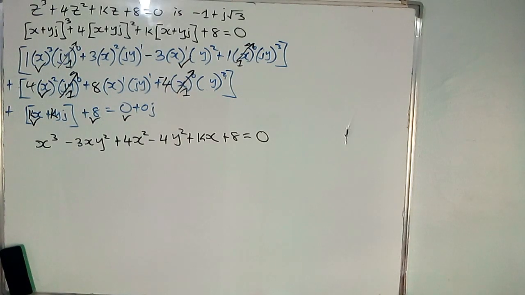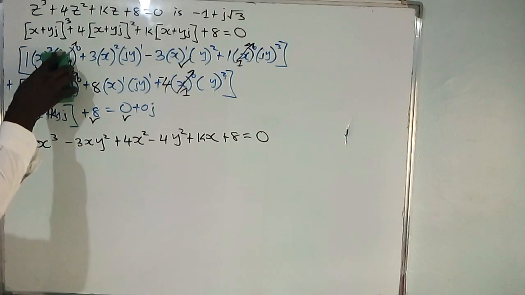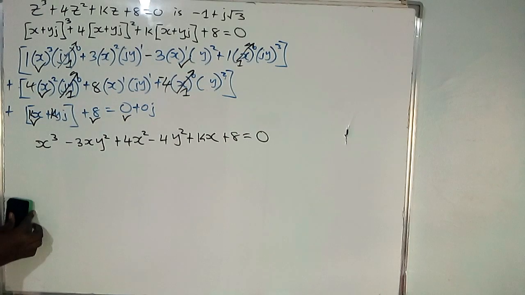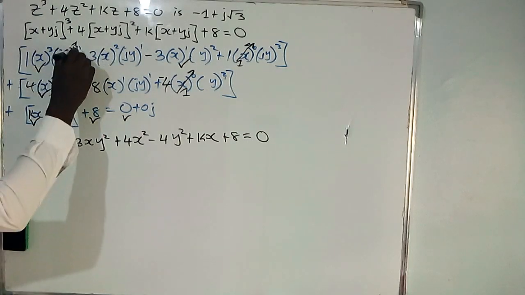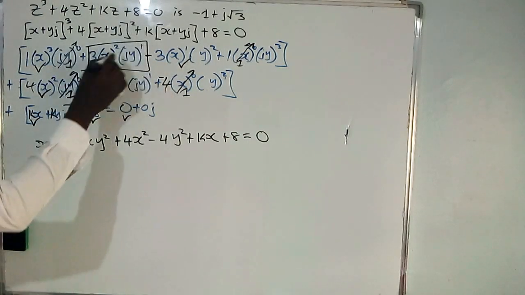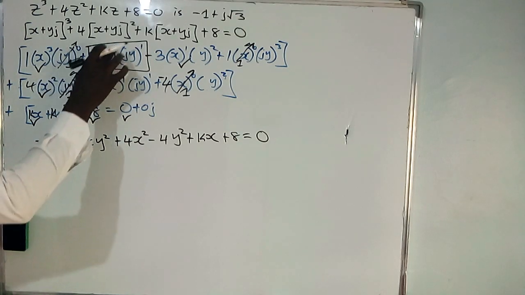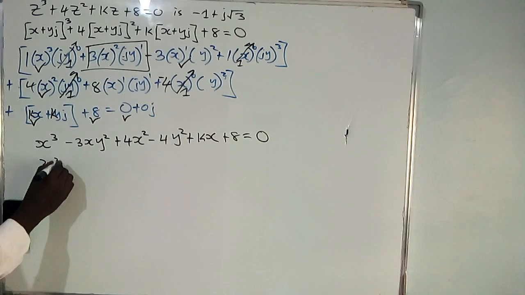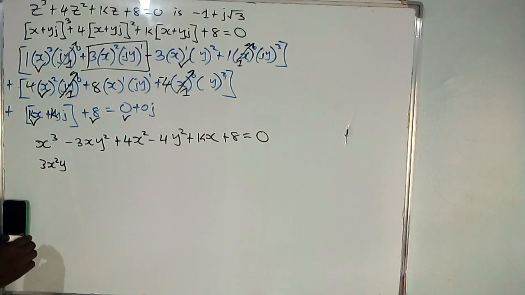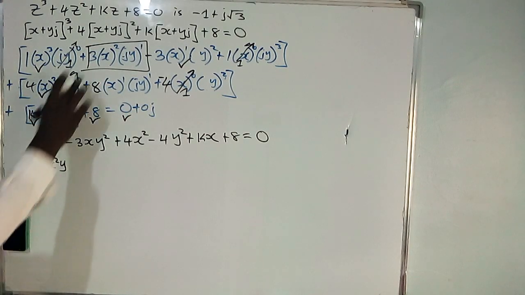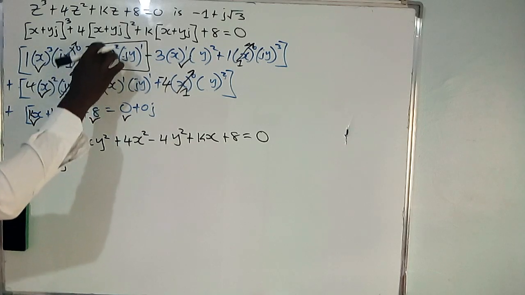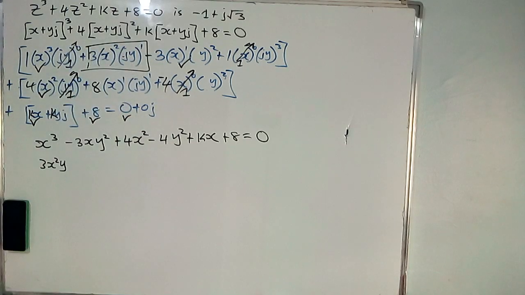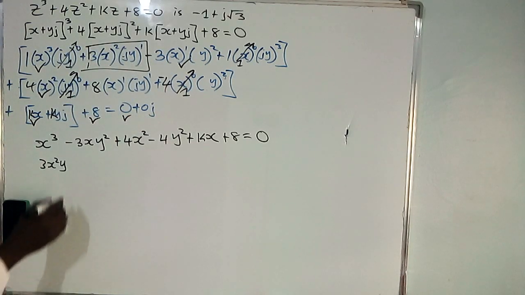Now we go to imaginary terms with j, isn't it? We put the terms with j on their own, isn't it? So start with the first one. The first bracket there we have j raised to power 1, isn't it? So here we have 3x squared j, 3x squared yj. Are we together? So this one is 3x squared yj. That is a term with j. You collected it, you cancel it out, isn't it?